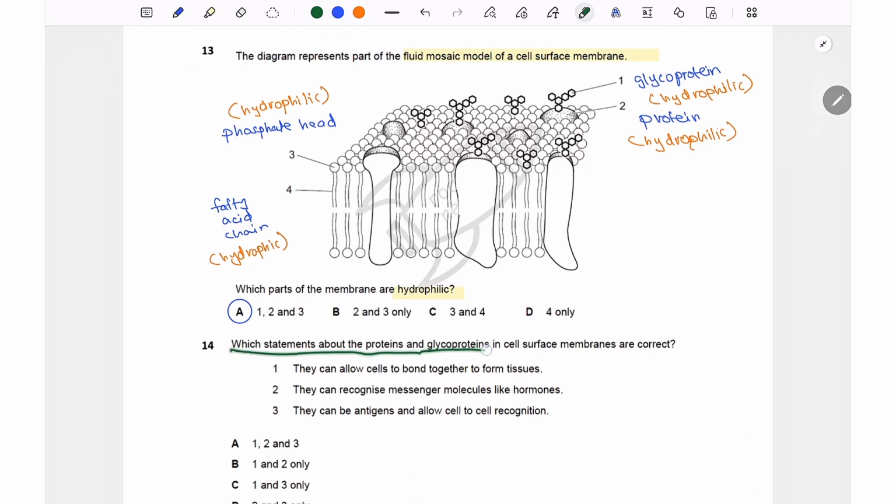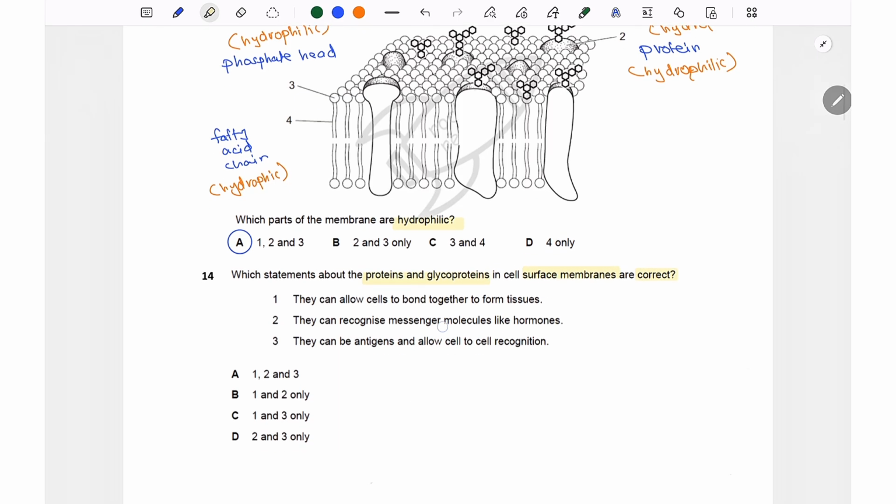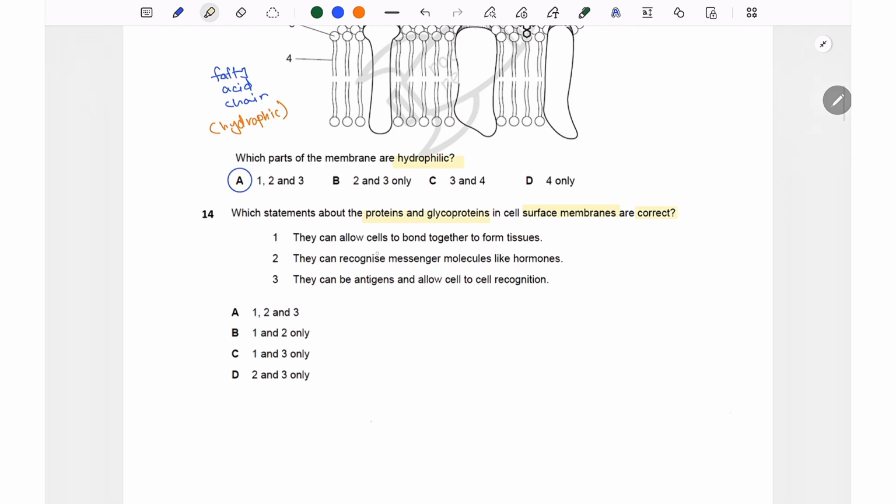Which statement about the proteins and glycoproteins in the cell surface membrane is correct? They can allow cells to bond together to form tissues. Yes, because remember that glycoprotein will act as adhesion molecules.